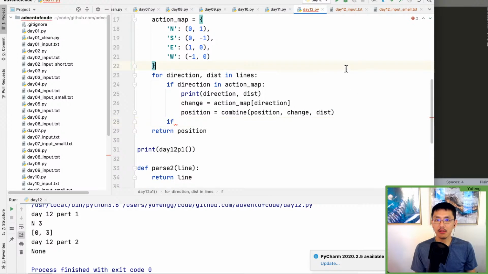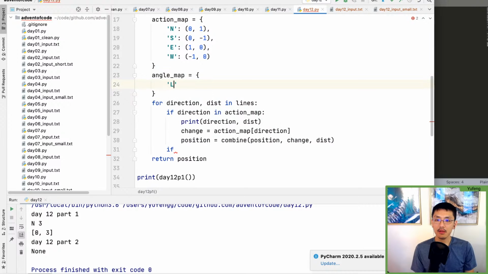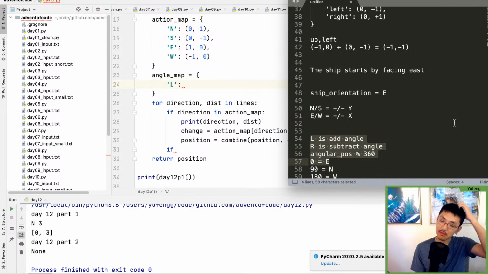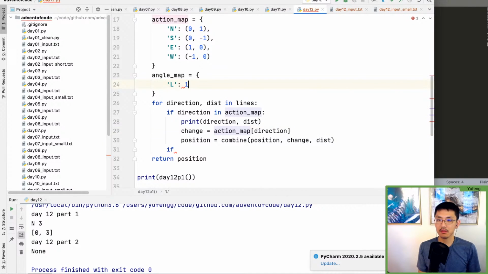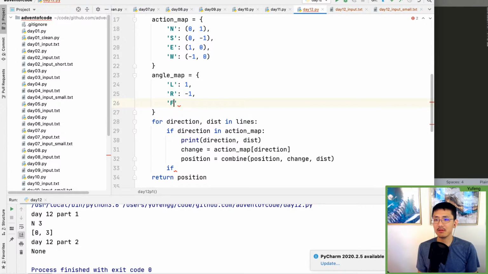All right, so with forward back, this is angle map. Yeah, I should have called the other one direction map. Left is positive and R is negative. So that is pretty minimal there. And F is just something else.